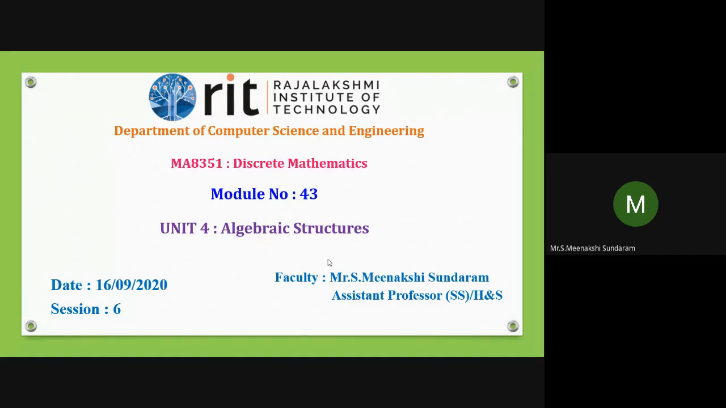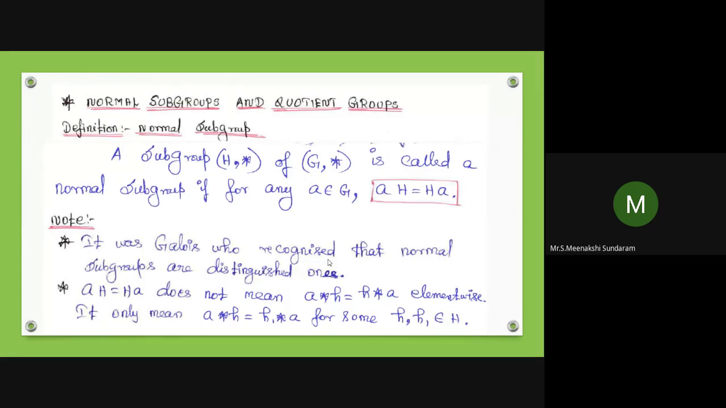Very good afternoon. The 43rd module, unit four, algebraic structures. Today we are going to see normal subgroups and quotient groups. That is also one more important topic. One more 8 marks we can expect from the normal subgroups, and also one more very important theorem, the fundamental theorem of homomorphism. That is also the most important theorem in this topic.